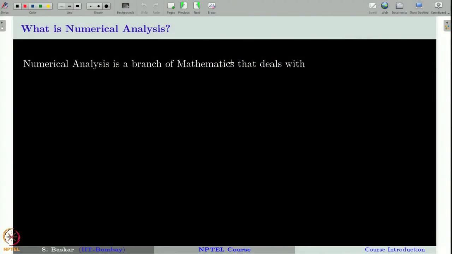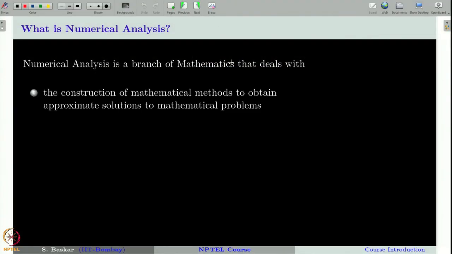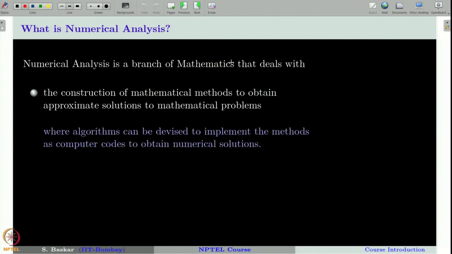Well, numerical analysis is a branch of mathematics that deals with the construction of mathematical methods to obtain approximate solutions to some mathematical problems. And these mathematical methods can also be written in the form of an algorithm that can be implemented as computer codes to generate numerical solutions. In short, numerical analysis deals with constructing numerical methods for some mathematical problems.